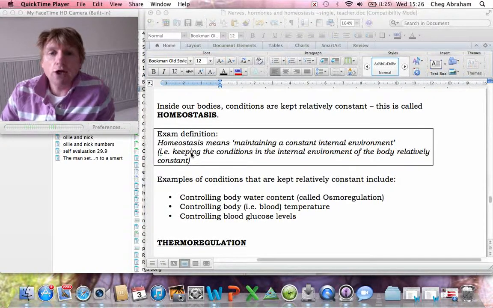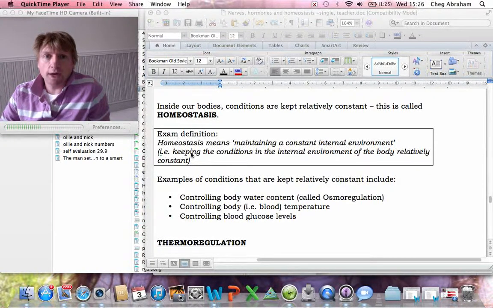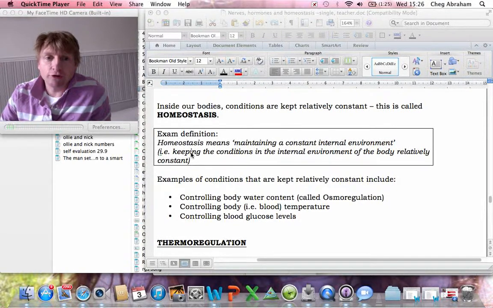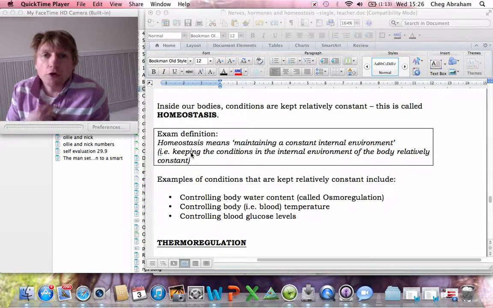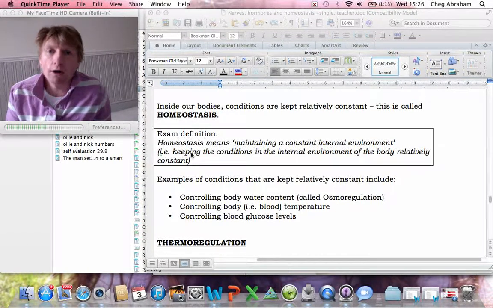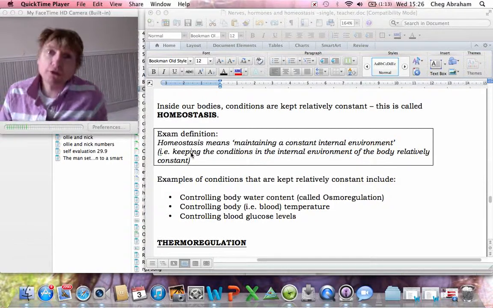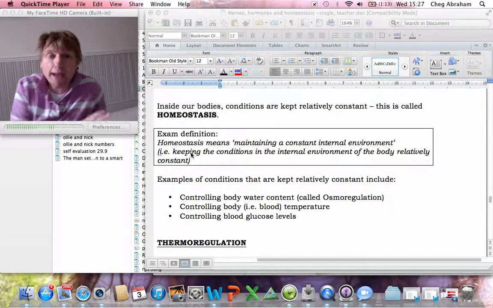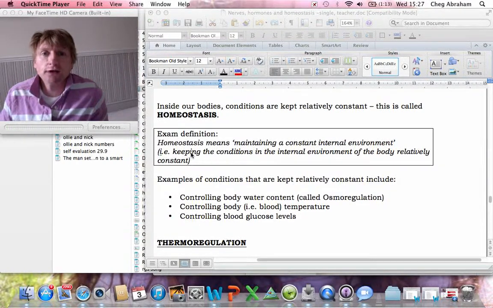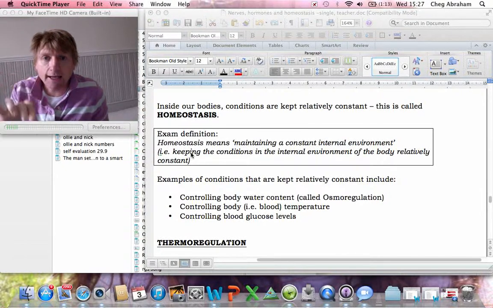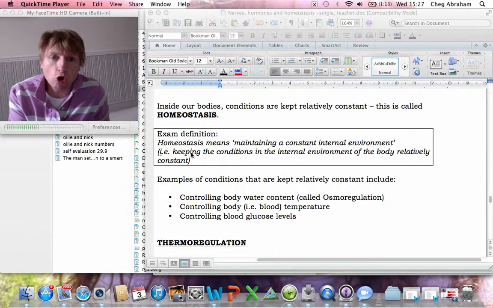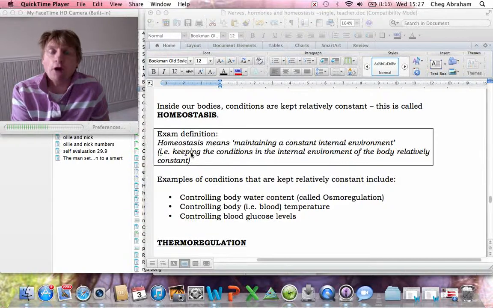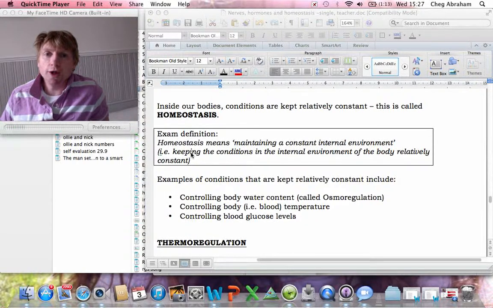Now, maintaining, 1 mark. Constant, 1 mark. Internal body environment, 1 mark. So in 4 words, you've got 3 marks. And they are, like osmosis is the movement of water through a semi-permeable membrane from an area of high water potential to low water potential, which is bang, bang, bang for the marks. And so you've got to create a link between maintaining a constant internal body environment in order to define homeostasis.